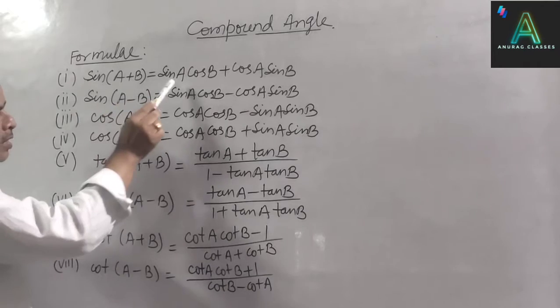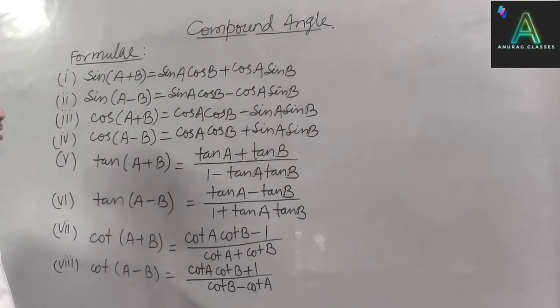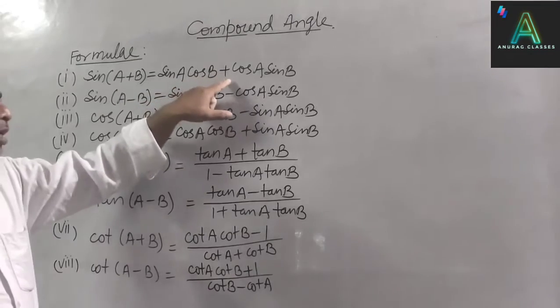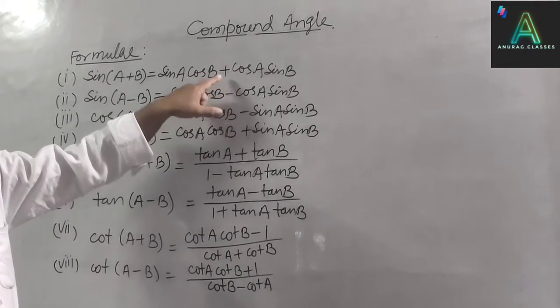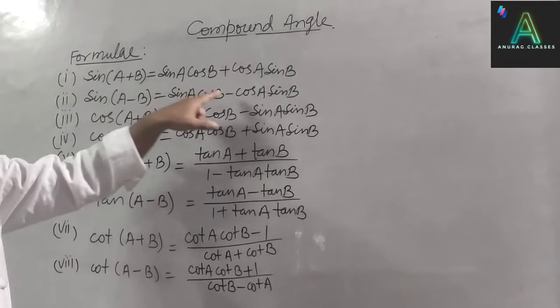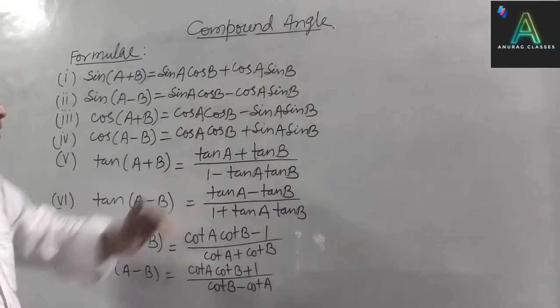Sin(A+B) is equal to sin A cos B plus cos A sin B. You can remember it very easily. See these two pairs, sin(A+B) and sin(A-B). The difference is only of sign. For A plus B it is plus, and for A minus B it is minus. And the pair is like sin cos, cos sin.